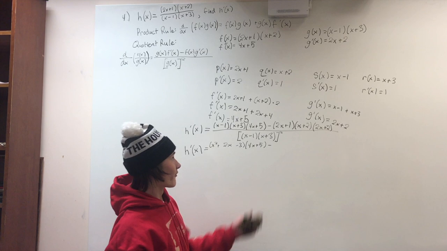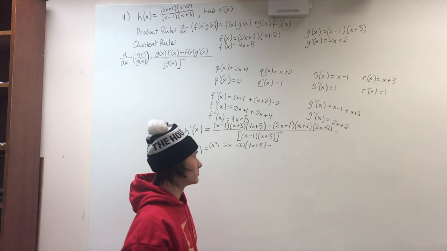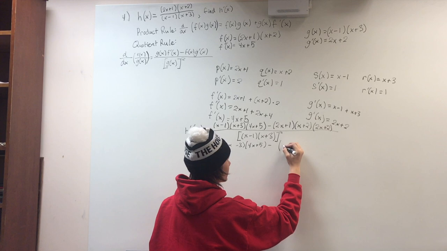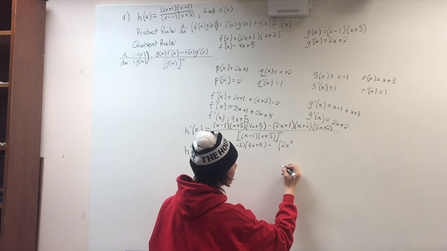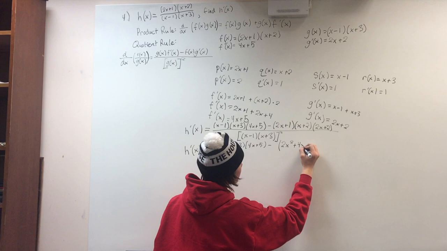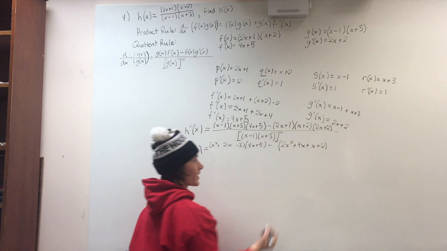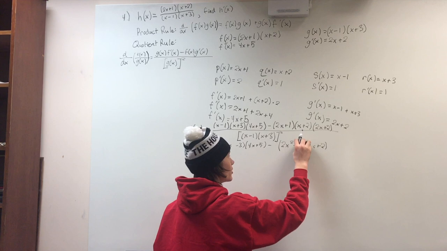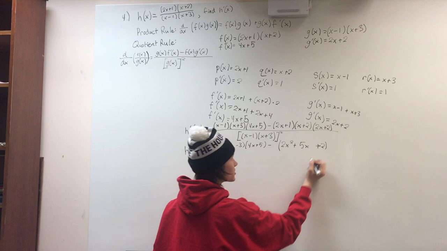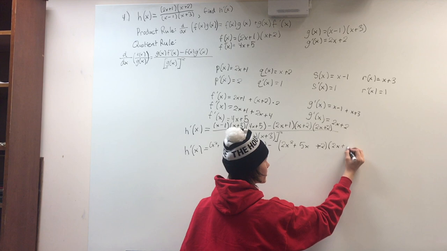minus, and we're going to FOIL this 2x plus 1 and this x plus 2. So we can say minus 2x squared plus 4x plus x plus 2. And again, we can combine these right here, 4x plus x, obviously 5x. So we have that 2x squared plus 5x plus 2, and then that's going to be multiplied with this 2x plus 2. Again, all over that g of x squared.